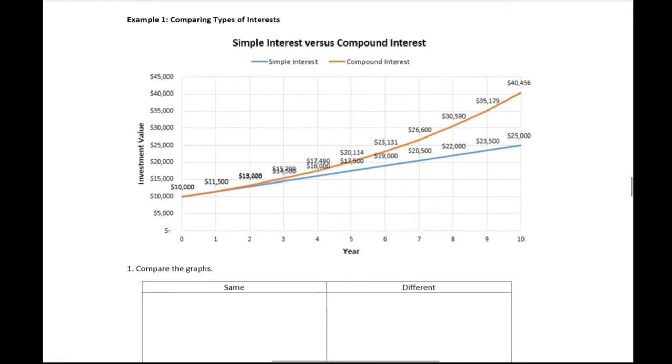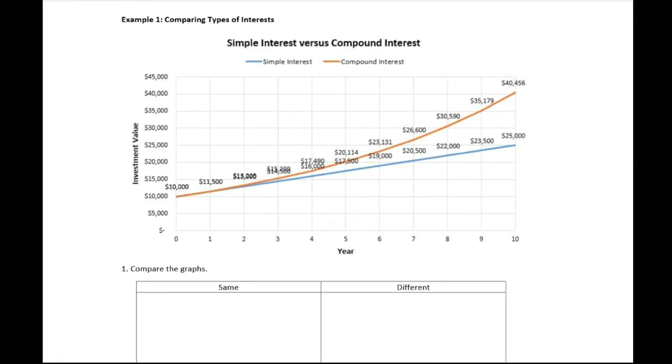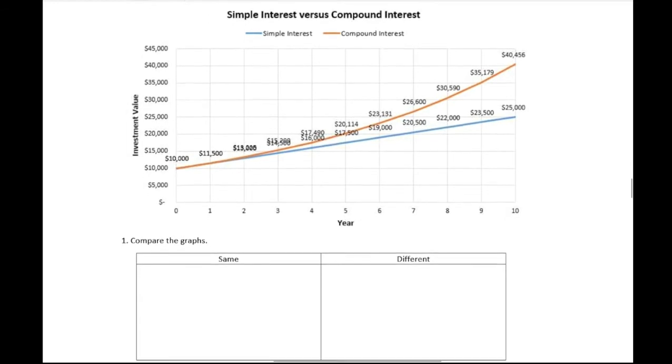So let's look at a graph comparing two different relationships in terms of values of investments. And we want to compare them and see what's the same and what's different. So we have one that's considered simple interest and one that's considered compound interest. We've done this before in previous lessons, but what's the same between the two lines and what's different between the two lines?